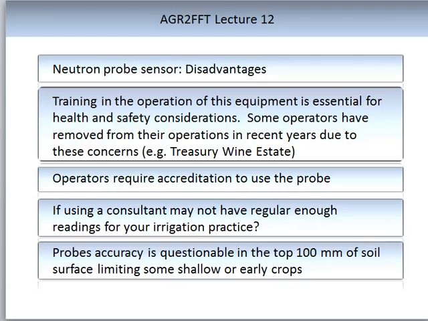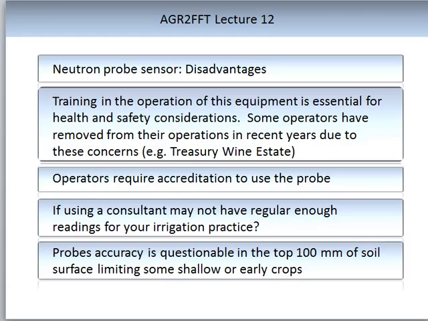The neutron probe sensor disadvantages are that they require training in operation of this equipment. There are health and safety and functional aspects where the training is required. Some operators have removed neutron probe detection from their operations due to the OH&S concerns, such as the company Treasury Wine Estates. The operators not only require a large degree of training, they also require accreditation to use the probe. If they use the probe without the appropriate accreditation, they are breaking the law.